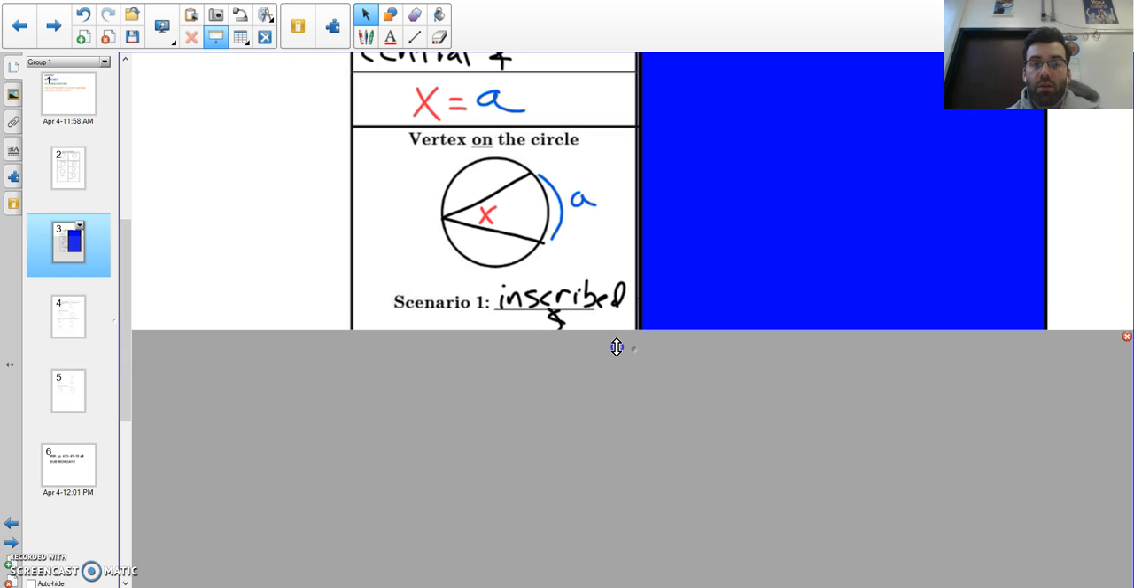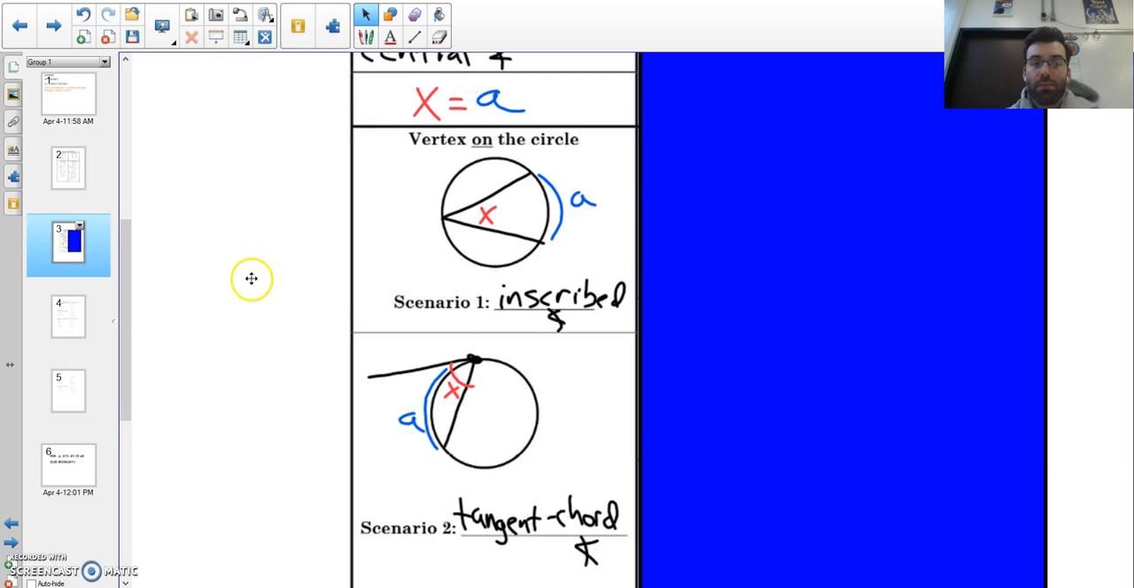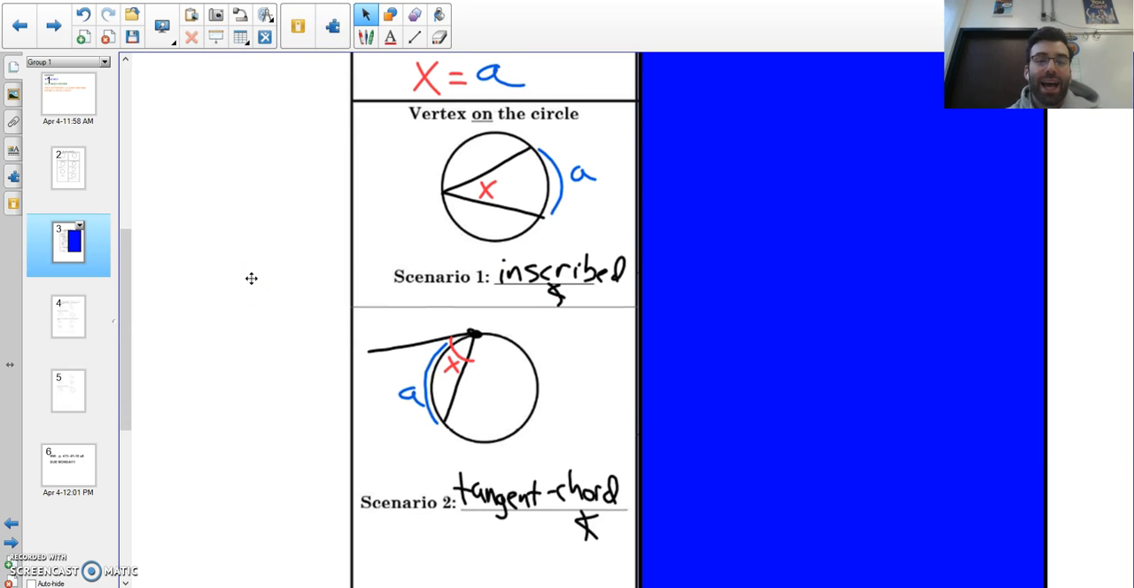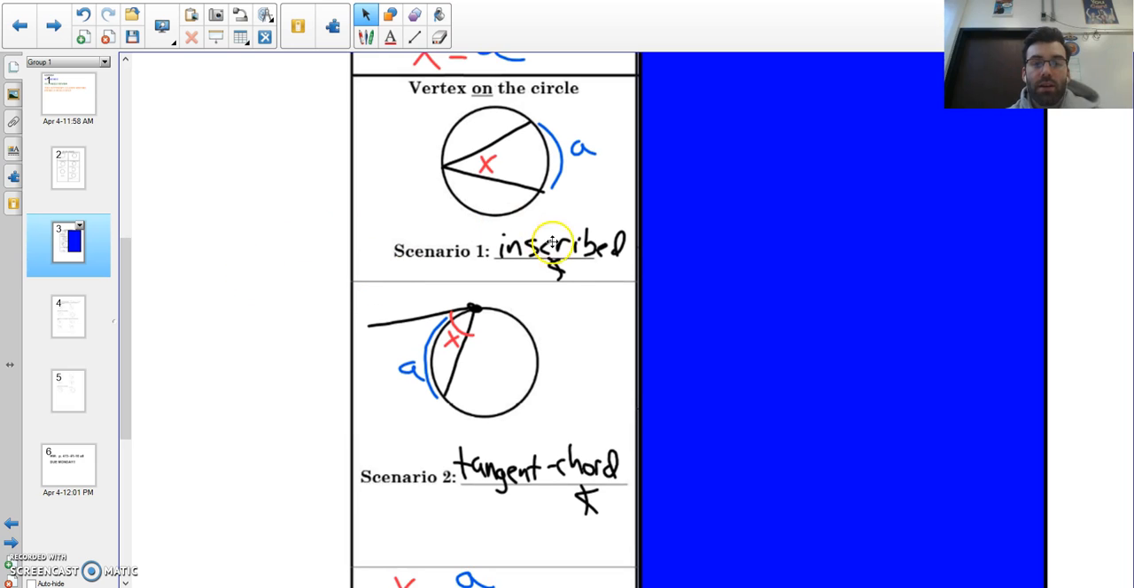Next type of angle, where the vertex is on the circle. There's three cases with the vertex on the circle. My favorite one is the first case, called an inscribed angle. Here's your angle X, there's your arc A. Your vertex is here on the circle.